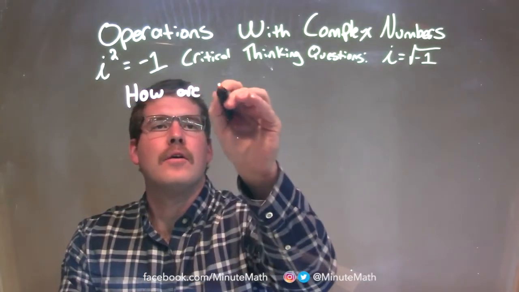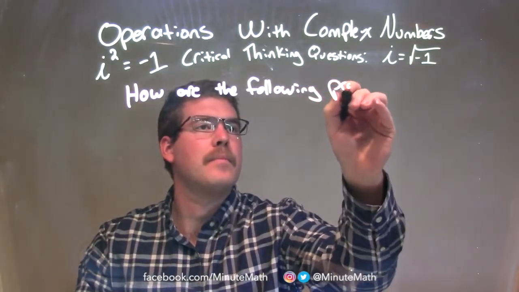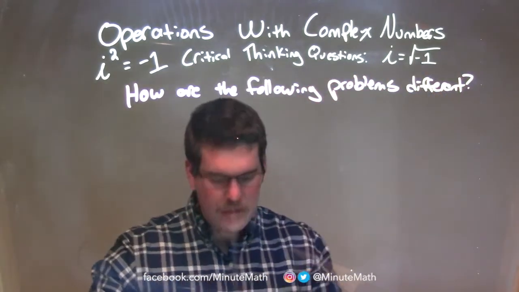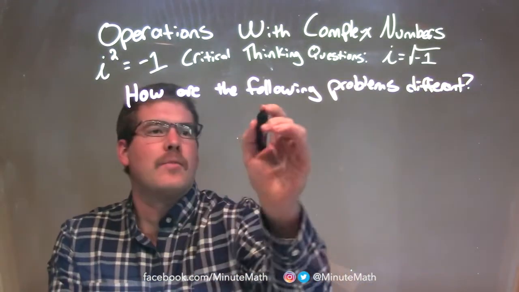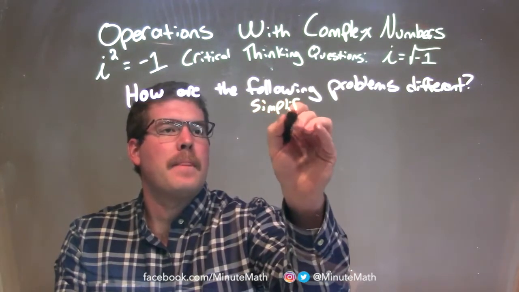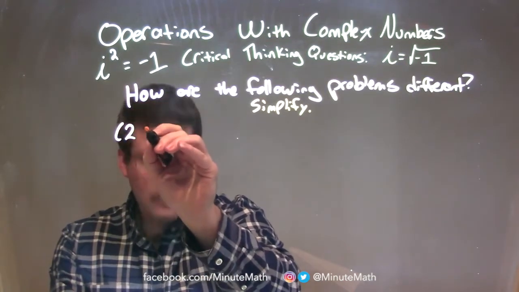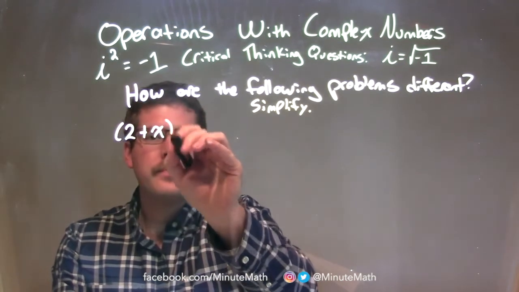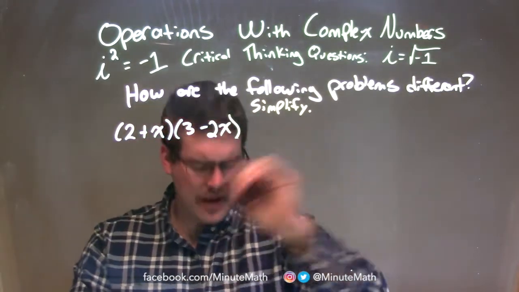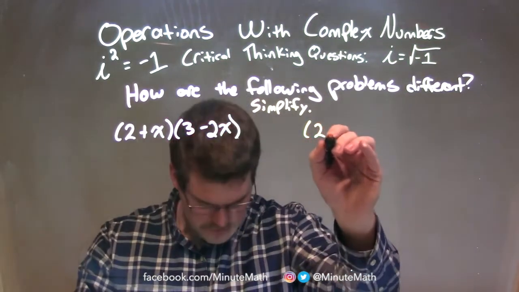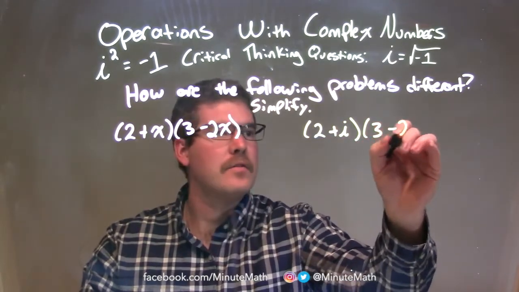How are the following problems different? Well, they give us these two to simplify, so I'm going to write them next to each other here. The first is 2 plus x times 3 minus 2x. The second one is 2 plus i times 3 minus 2i.